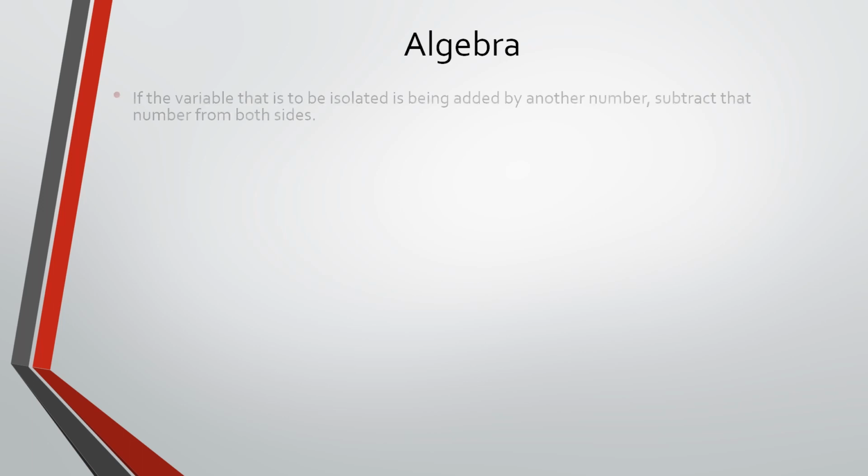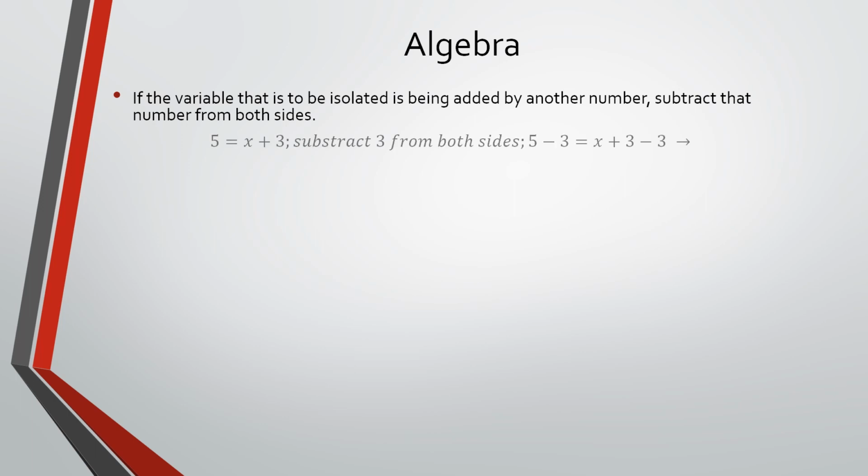So algebra: if the variable that is to be isolated is being added by another number, subtract that number from both sides. So we're doing the opposite operation. If it's being added by 3, we need to subtract 3. The opposite of adding is subtracting. The opposite of multiplying is dividing. The opposite of an exponential is a logarithm. We just explored that. So we need to do the opposite.